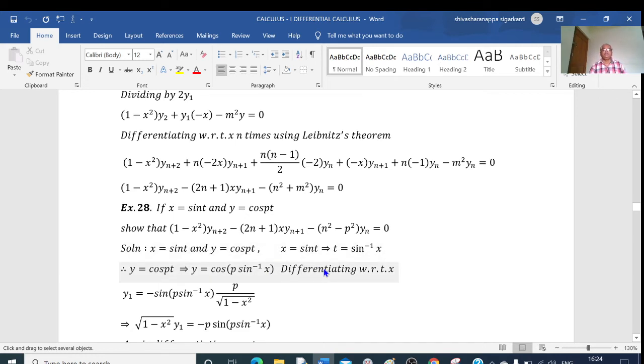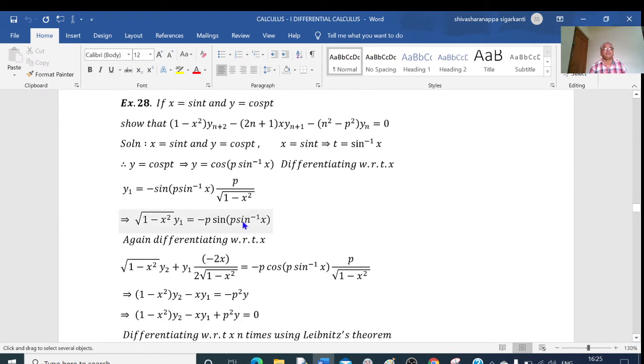Now differentiating this with respect to x, I will get y1 equal to cos derivative is minus sin, that is minus sin of p sin inverse x into p sin inverse x derivative. p is a constant as it is. Sin inverse derivative is 1 by root of 1 minus x square. This is our y1. Now multiplying throughout by root of 1 minus x square, I am getting on the left hand side root of 1 minus x square into y1 equal to minus p into sin of p sin inverse x.